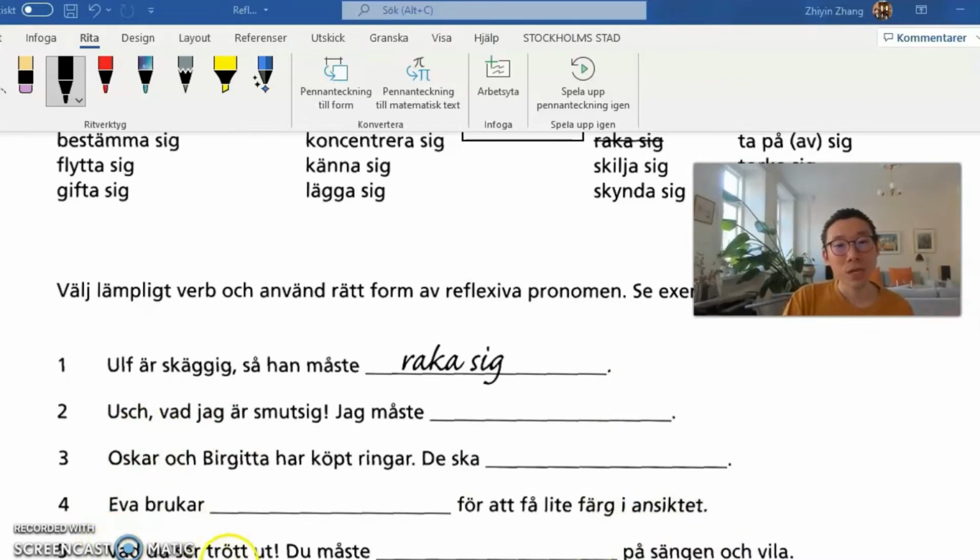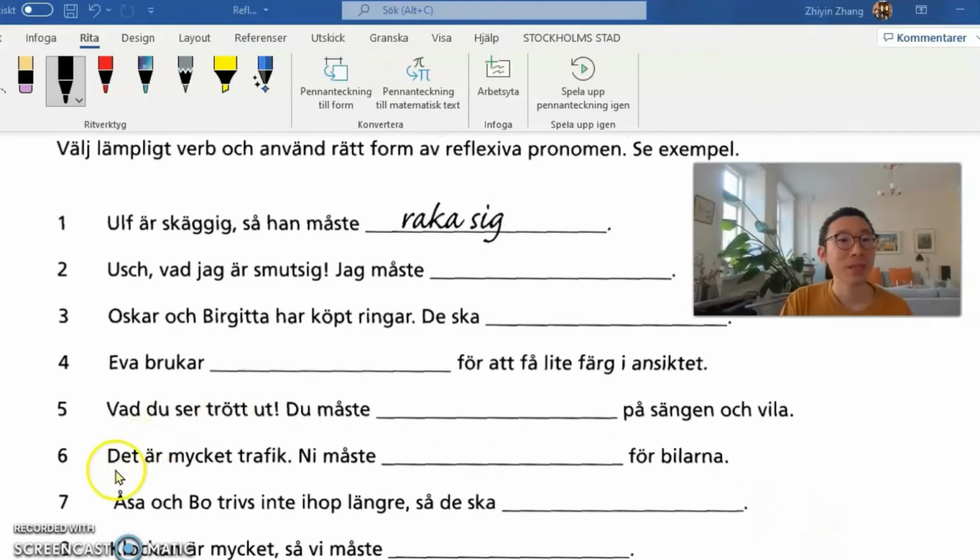Vad du ser trött ut. Du måste på sängen och vila. How tired you look. You must on the bed and take a rest. Vad du ser trött ut. Du måste lägga dig. Du måste lägga dig på sängen och vila.